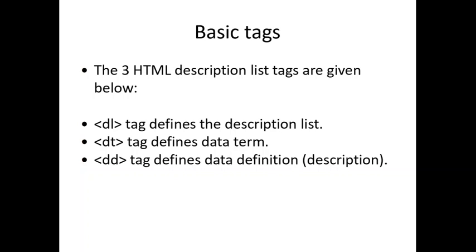The DL tag defines the description list. The DT tag defines the data term. The DD tag defines the data definition. This is completely used to describe your definition. Like, if I wanted to describe HTML, what is HTML? Then I will write HTML inside the DT tag, and after that I will use the DD tag to describe the HTML.